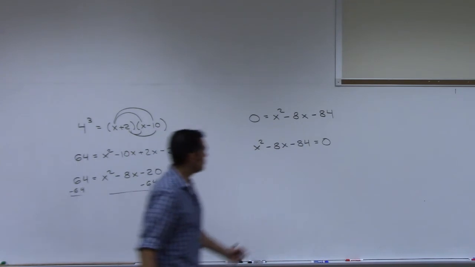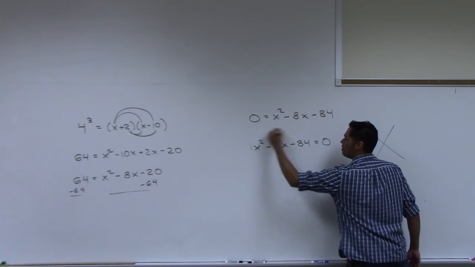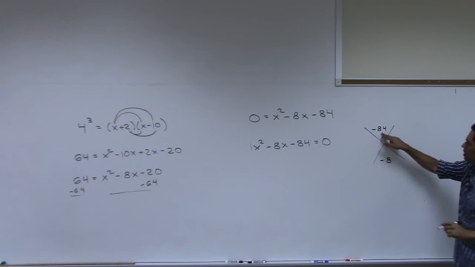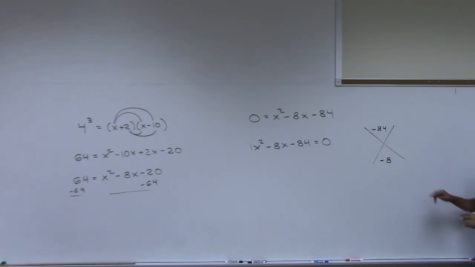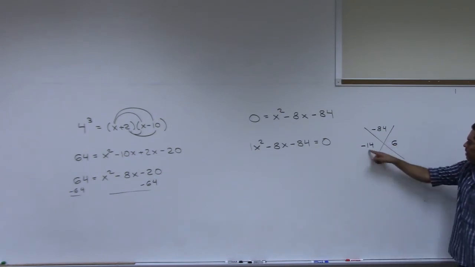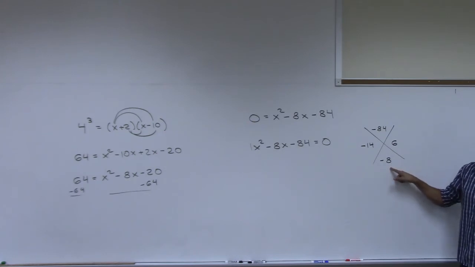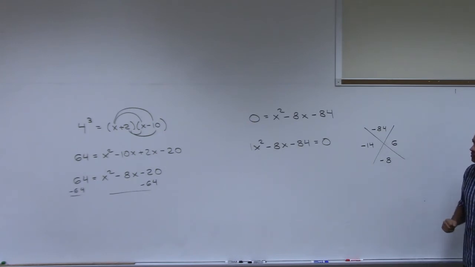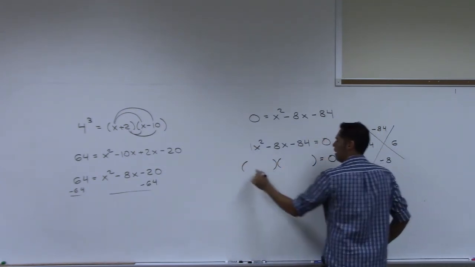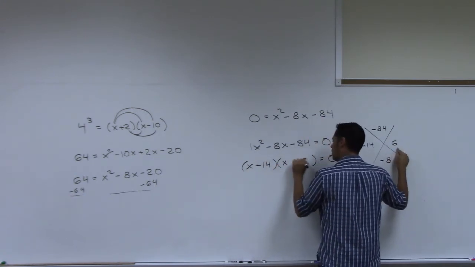Negative 14 and 6. So this is the way we do that. You multiply the number in front, which is 1, times negative 84. Then you take the number in the middle, negative 8. You're trying to come up with two numbers that multiply to be negative 84 and add up to be negative 8. And you said what? Negative 14 and 6. If you multiply these two together, you get this. And if you add these two, you get this. So it works out. So that means this should factor to be x minus 14 and x plus 6.